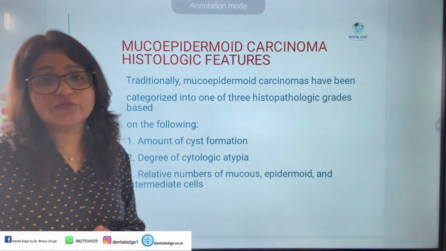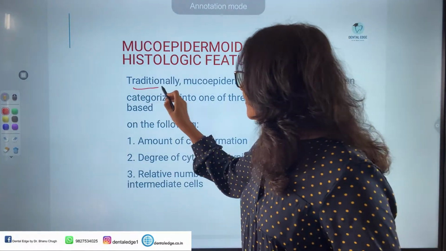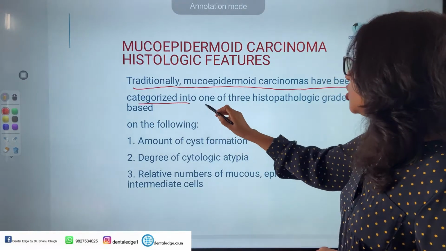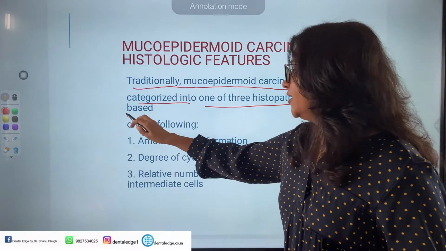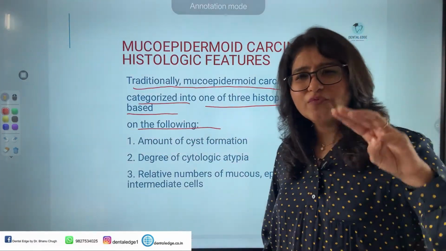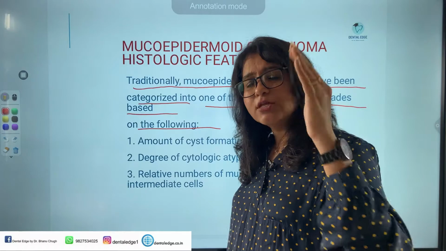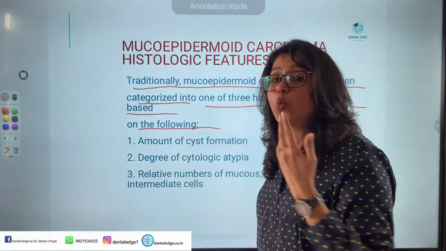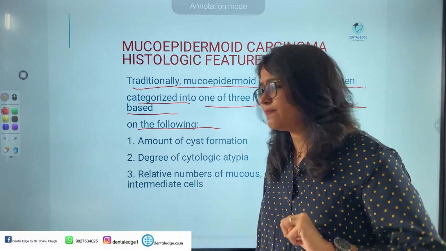There are 3 grades of tumor. Traditionally, mucoepidermoid carcinoma has been categorized into one of 3 histopathologic grades based on the following. We'll divide this tumor into 3 types: low grade, intermediate and high grade tumor. And on what basis will I divide it?